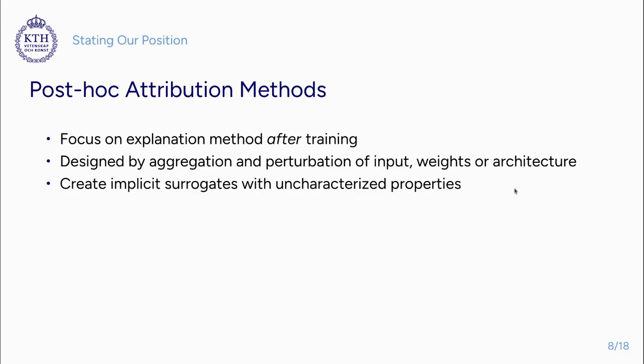A fundamental problem in post hoc attribution methods, we think, is that the surrogates that are created by low-pass filtering, or aggregation and perturbation, become implicit by design. And because these surrogates are smoother, the explanation becomes simpler. But because the surrogates are implicit, some of their important properties remain uncharacterized, like the drop in performance or how different the surrogate is from the original network.